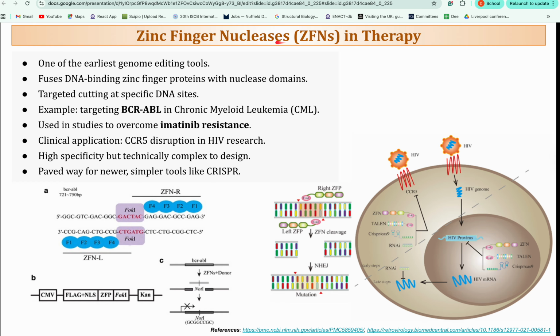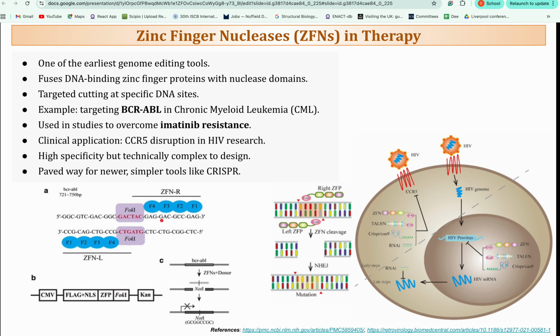So we add the DNA binding domain to this nuclease domain, and that is how the zinc finger nucleases are designed. They perform targeted cutting at specific DNA sites, because the DNA binding zinc finger proteins which bind to these nuclease domains are very specific to particular DNA sites. And we have also seen that when we design those zinc finger proteins, each binds to a particular triplet of nucleotides, so very specific binding takes place.